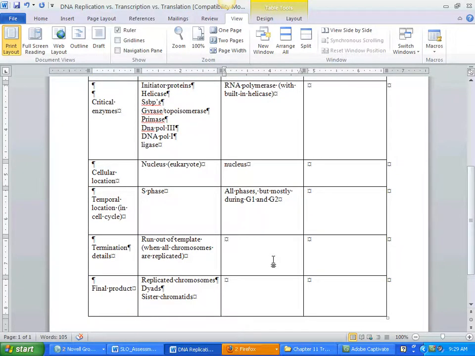Termination details, why does transcription stop? It's because you reach the end of the gene. It's when RNA polymerase reaches the end of the gene, which we call the terminator. So we're not going to copy the whole chromosome to the end of the chromosome. We're going to copy one gene from the promoter to the terminator. That's it. And the final product is RNA. Now, students always want to say mRNA. Well, there's a lot of other types of RNAs, and they're made also by transcription. So RNAs, all types, I'll say.